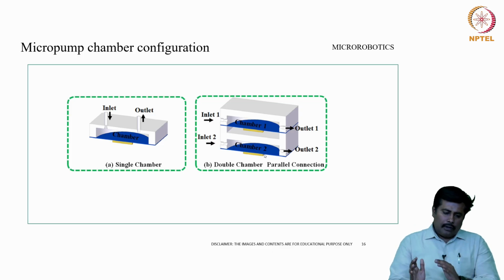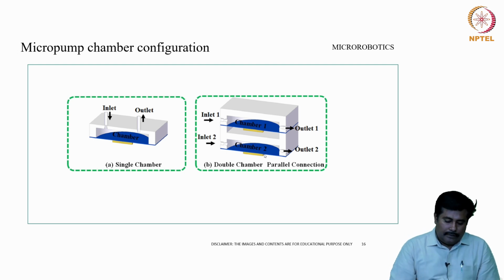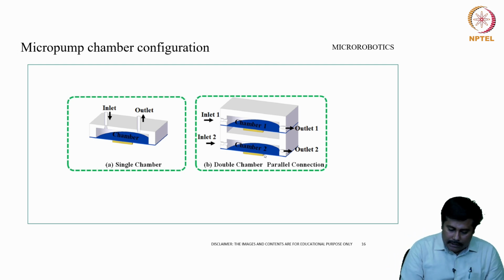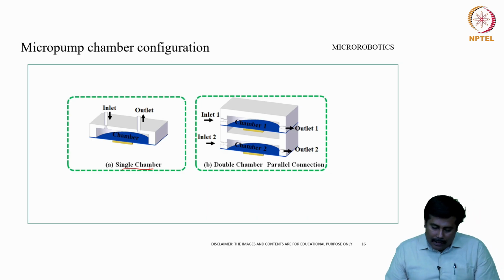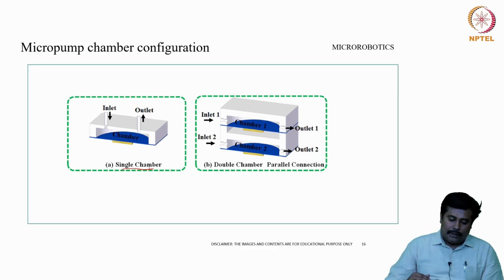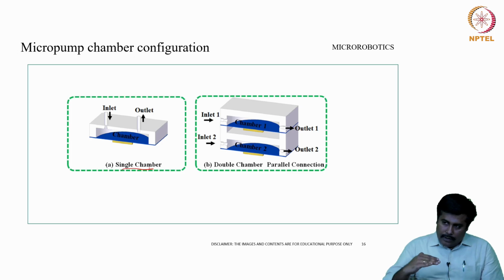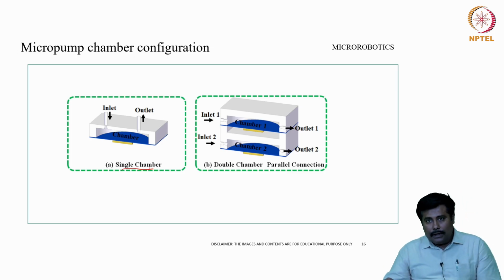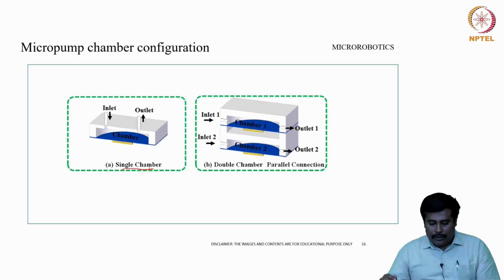With reference to chamber configuration, the micropump is classified into two. One is called a single chamber configuration, and the other is called a double chamber configuration, which is a kind of parallel connection. In the case of a single chamber configuration, there will be an inlet port and an outlet port, with a diaphragm in place integrated with the chamber. Through the inlet, the liquid is made to pass, and there is an actuation through which the outlet is fed.